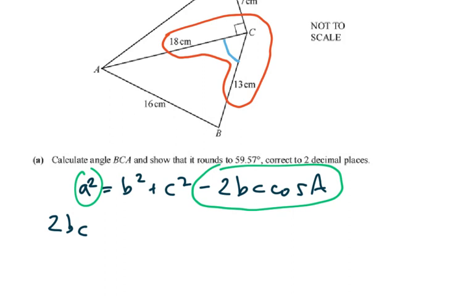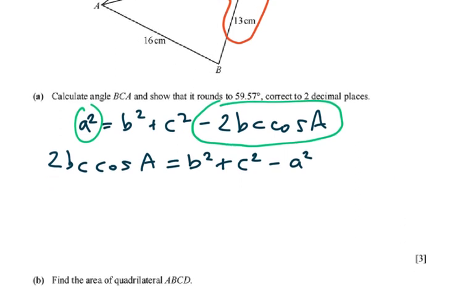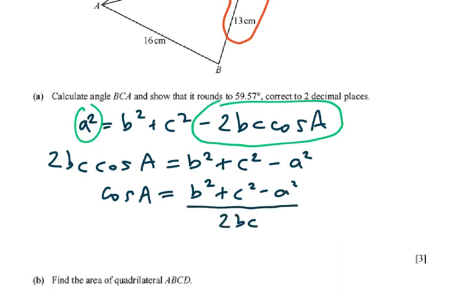So I've got 2bc cos A, all of that moving as one number, and then subtracting a squared from both sides, the angle that goes with cos A, and then just divide by 2bc. You can memorize this, that's fine. Remember, you're not given it in this form. And I recommend doing that because you get 2 method marks if you write it in this form. So let's substitute in.